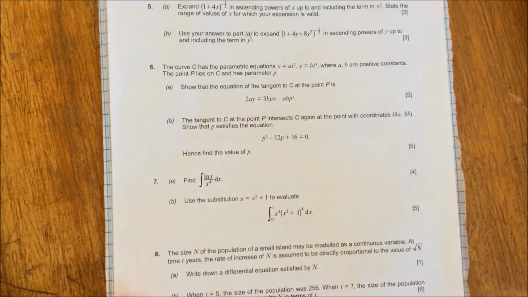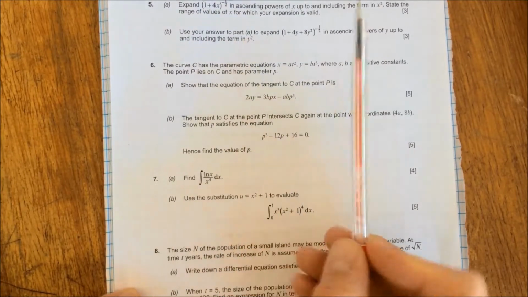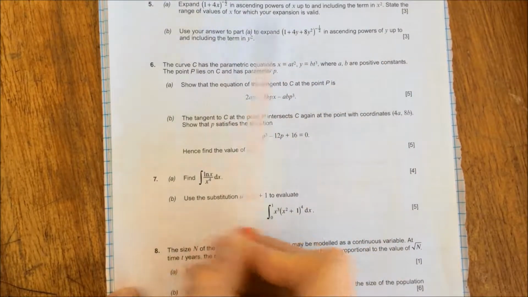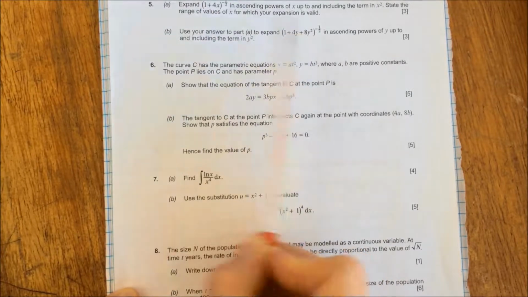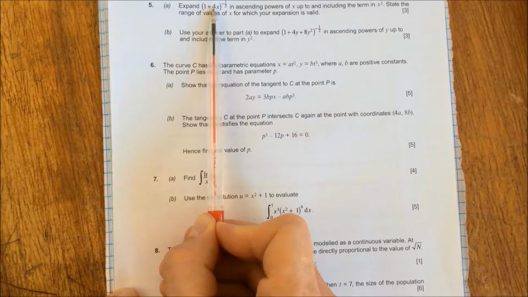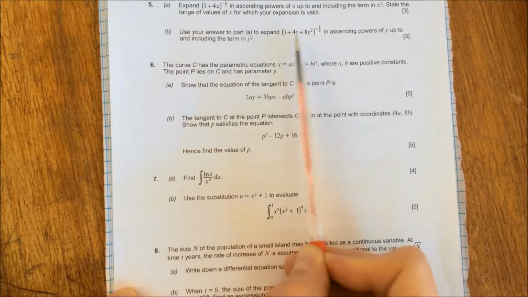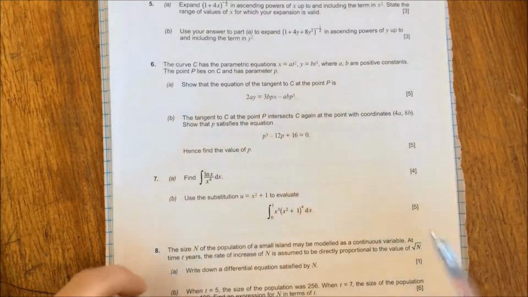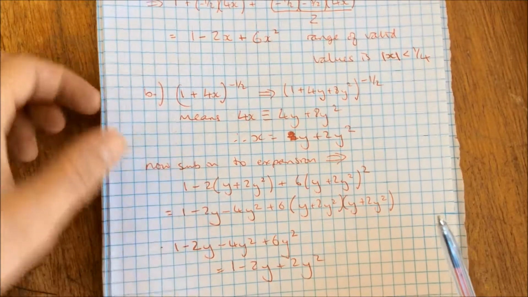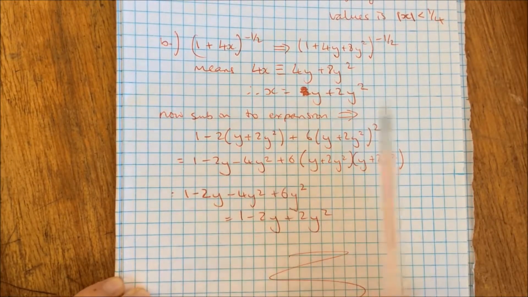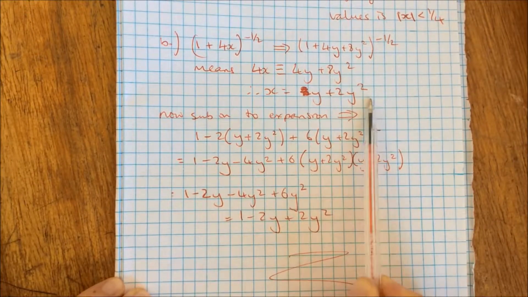Now, part B looked a little bit annoying. Use your answer to part A to expand this. So effectively, you've got to determine what bit of this is actually this x here. Well, I've already got a 4. So what am I going to multiply the 4 by to get this? And I hope you spot this y plus 2y squared. I'm sure you did. Move the book. Okay, so our x value is now y plus 2y squared.